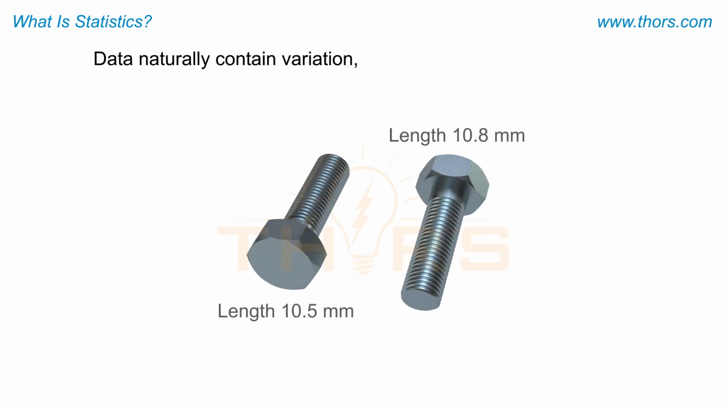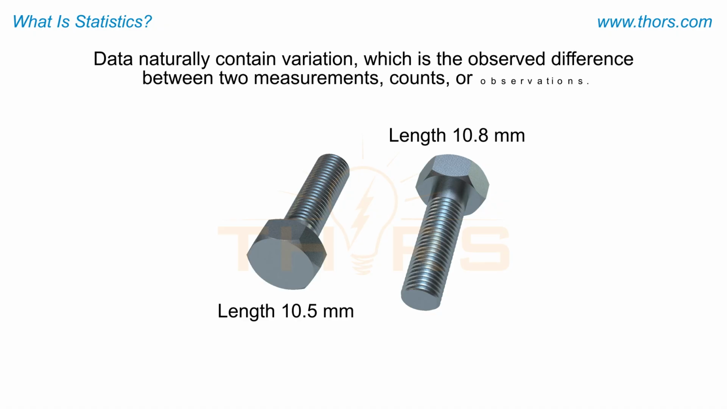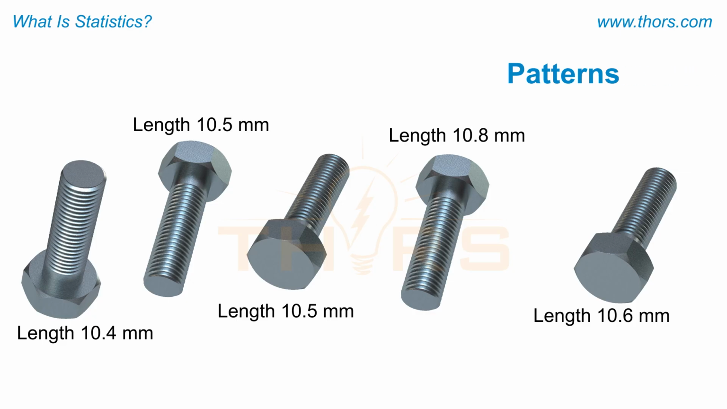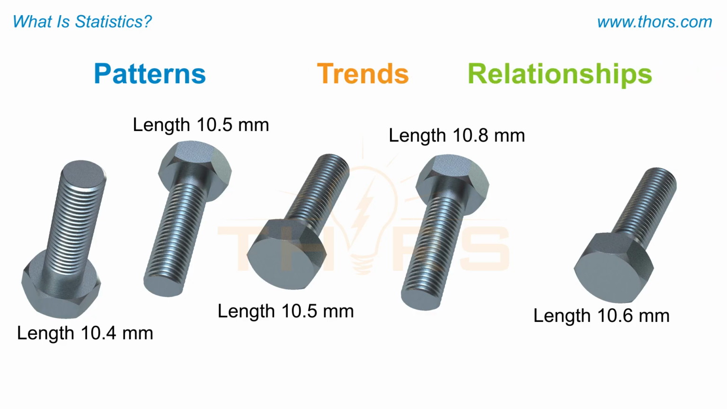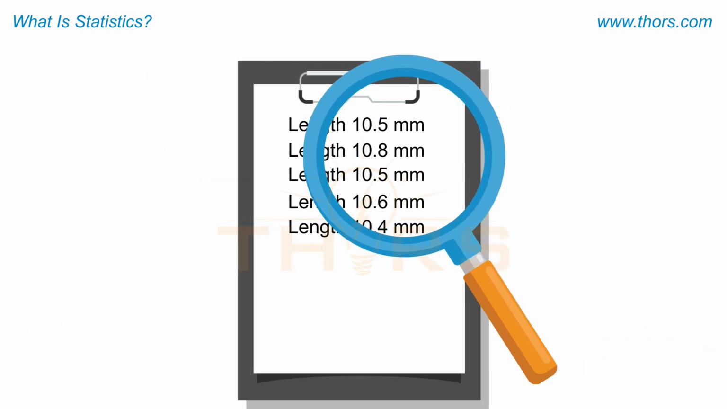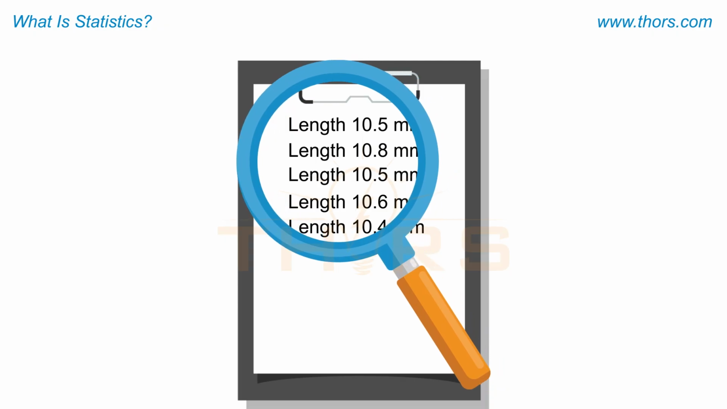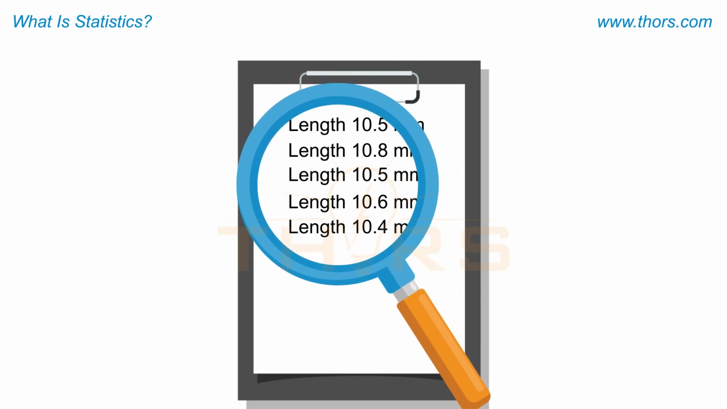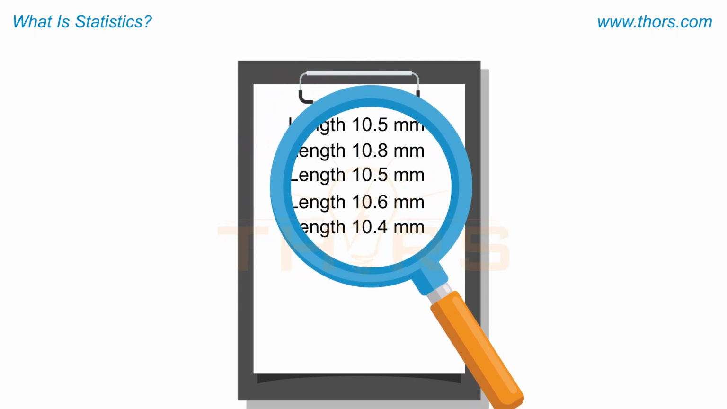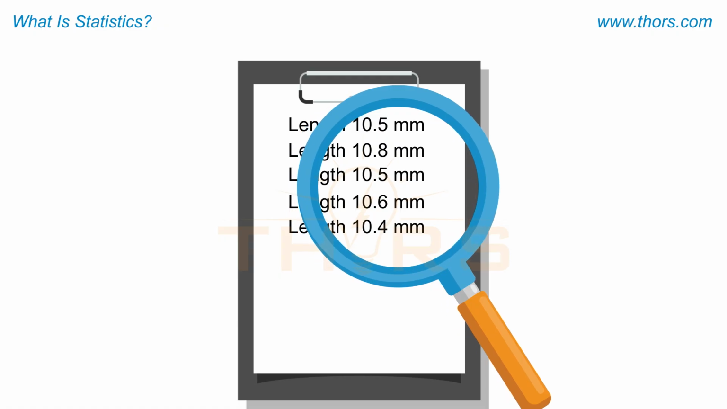Data naturally contain variation, which is the observed difference between two measurements, counts, or observations. Variation is the source of patterns, trends, and relationships within data and can be statistically significant or insignificant. Statistics helps determine whether variation is statistically significant, providing stronger evidence for conclusions and distinguishing meaningful patterns from random fluctuations.